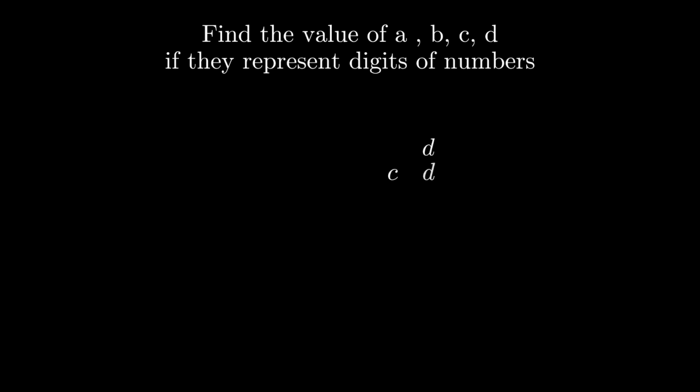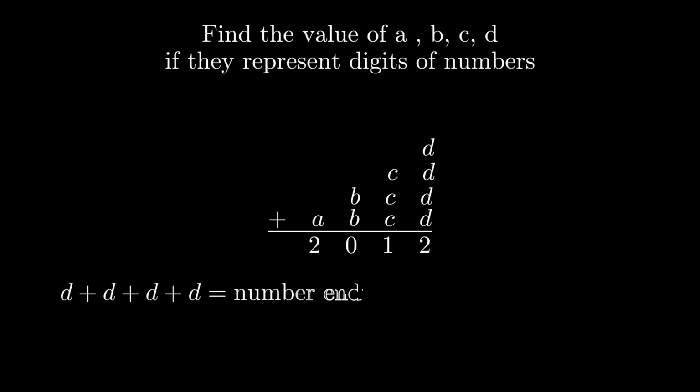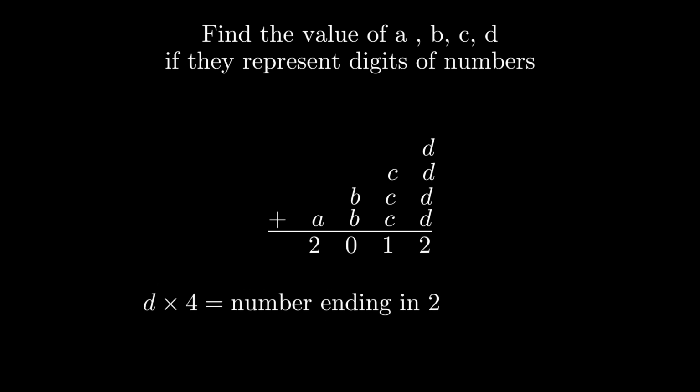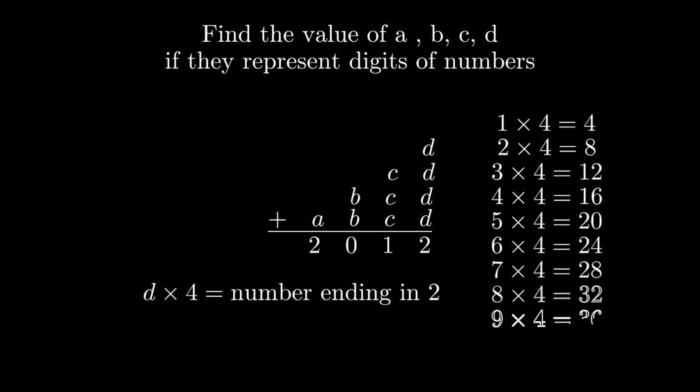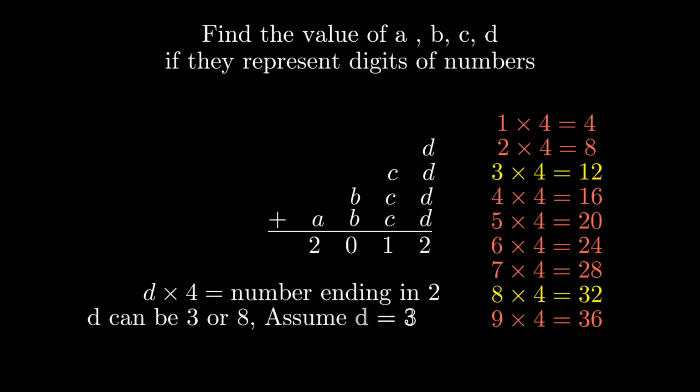Find the value of A, B, C, D. Adding one's digits. Three times 4 is 12, we write 2 in units place with a carryover of 1 to tens place.